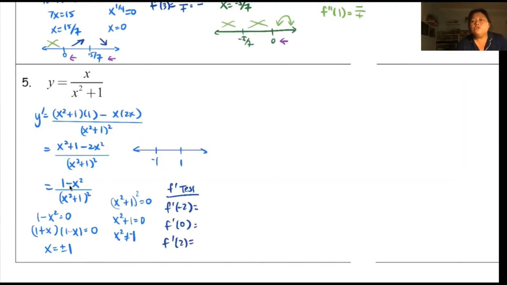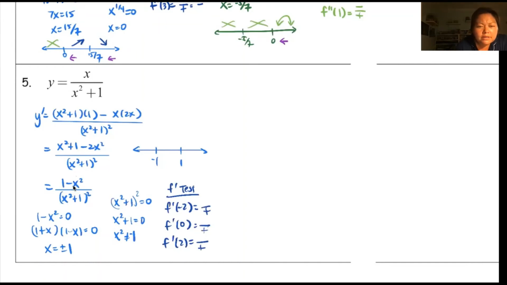Now again, there's some quick shortcuts you can take. Notice the denominator here. No matter what number I put in, you're going to square it. So that's positive. Add a 1 to it, it's still positive. Then you're going to square that. So your denominator is always going to be positive. So I'll just draw a denominator and put a positive there. Okay. Now all I need to figure out is the numerator.